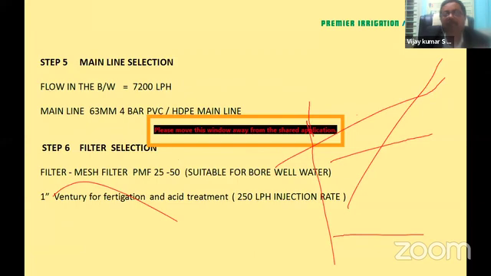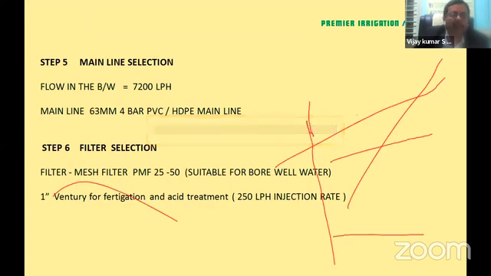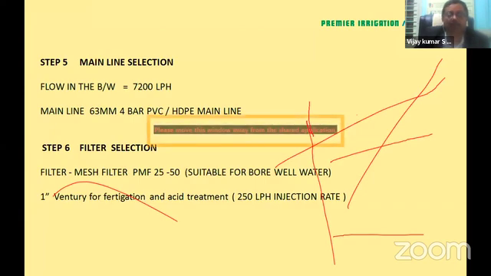Once we have finished the design of the submain line, then what is the next part? Then we are coming back to the main line. So main line, basically the water available in the borewell is 7,200 liters. It's simply a selection. We have already selected 63 millimeters. So it will be a 63 millimeter 4 kg PVC or HDPE line. And once we have finished the selection of the filter also, then what is the last part which is coming? That is the filtration unit.